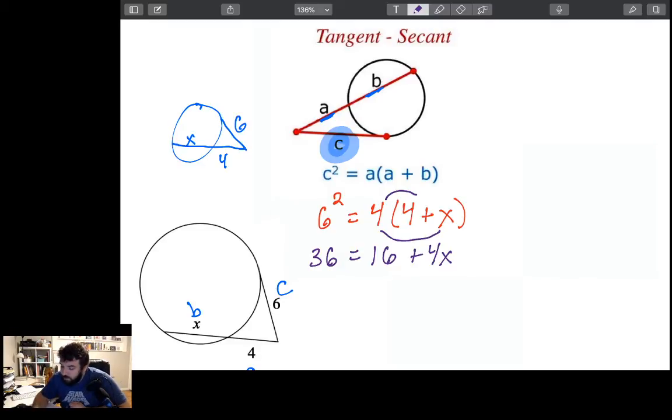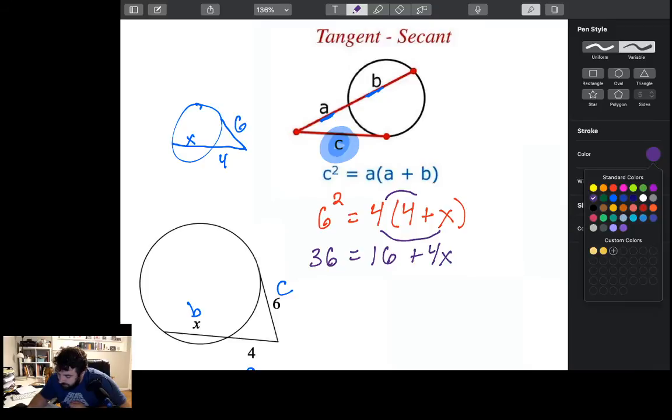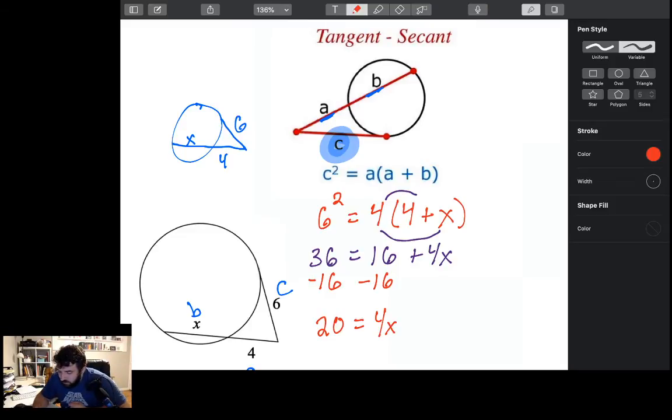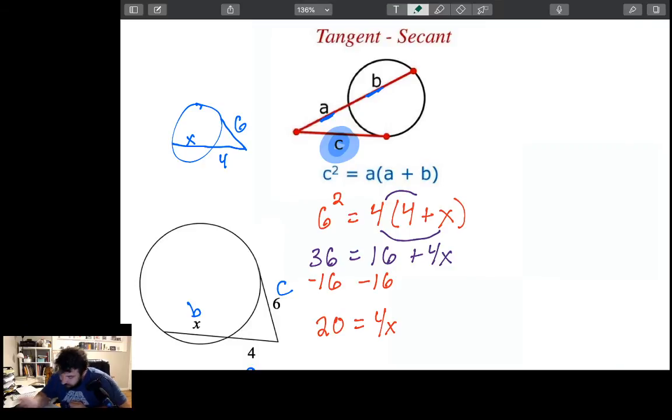Don't get over confused on this. Don't overcomplicate. We're just back to one- and two-step algebra here. So I'm going to subtract my 16 off both sides. I get 20 equals 4x. Last step, of course, divide both sides by 4. The 4 cancels out, and I should get that x is 5.